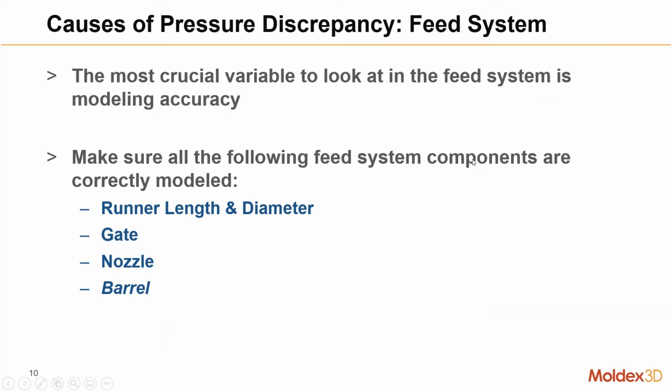All right, so I'm going to start here in the feed system. The feed system, again, is basically everything leading up to the part. So we have the runner length and diameter, and we want to make sure that those are modeled correctly. We have the gate geometry, which we want to model as accurately as possible. We have the nozzle. I'll go into the nozzle in a little bit more detail for those of you that aren't aware of what a nozzle is. And then we have the barrel contribution.